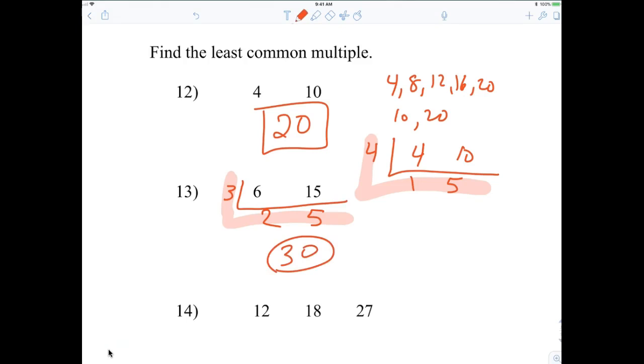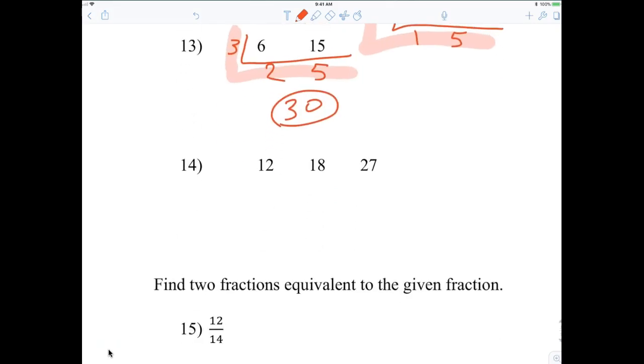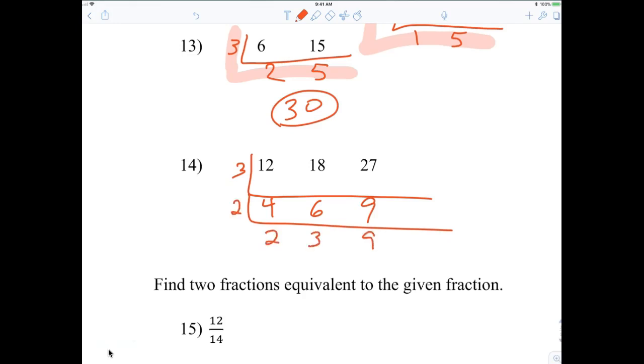All right. Now we've got to keep moving, guys. All right. 12, 18, and 27. What's common? 3 can go in. Yep, so let's do 3, and that would give me 4, 6, and 9. Now what? Nope. Yeah, you can write those down. What could go into 2 of them? 2? Yep. And then what? 3. Yes, sir.